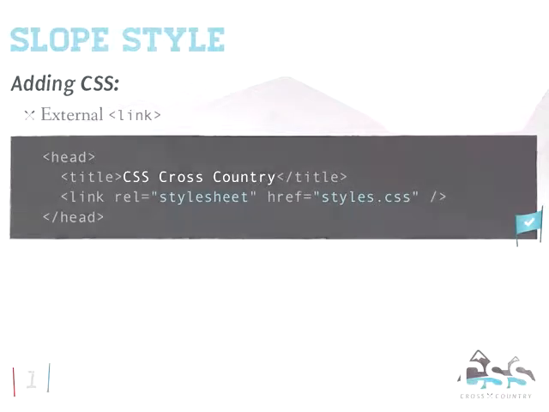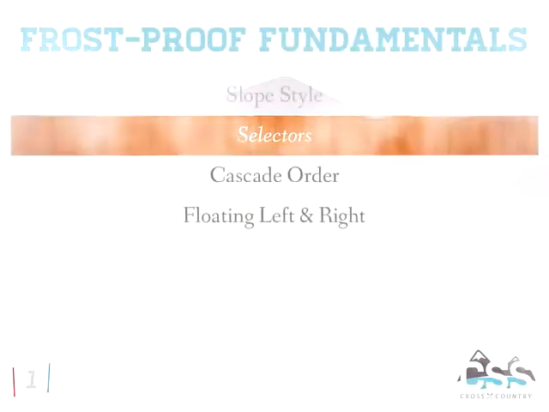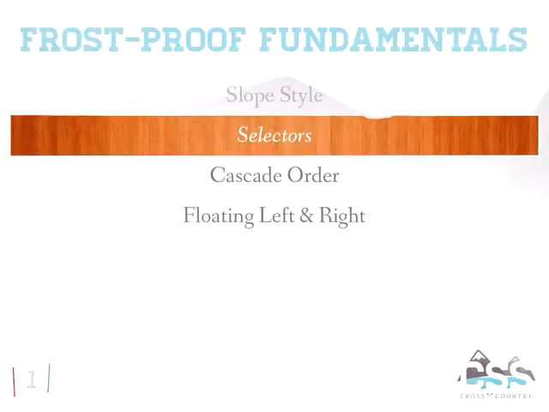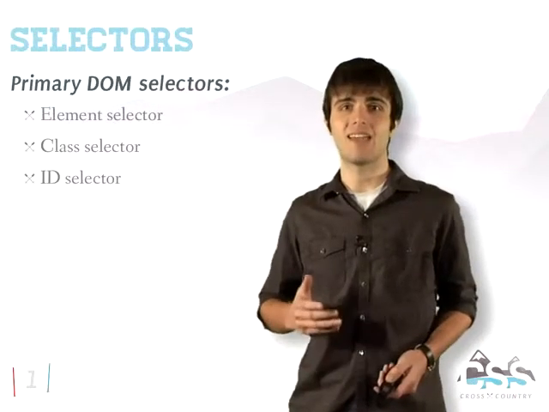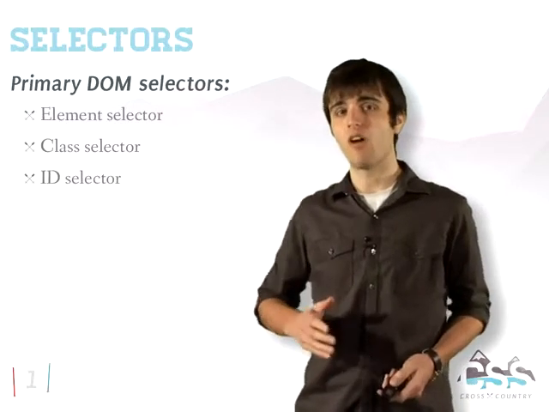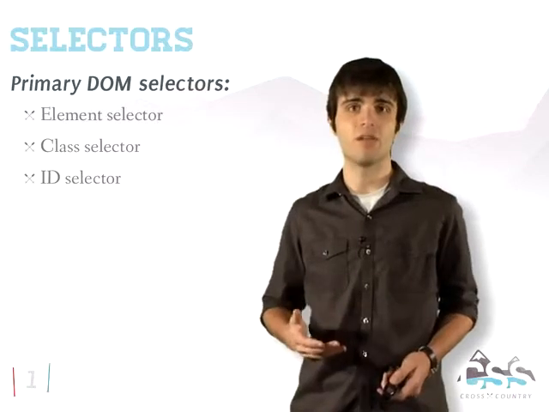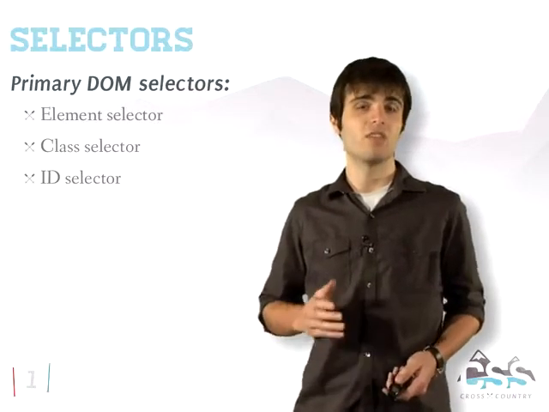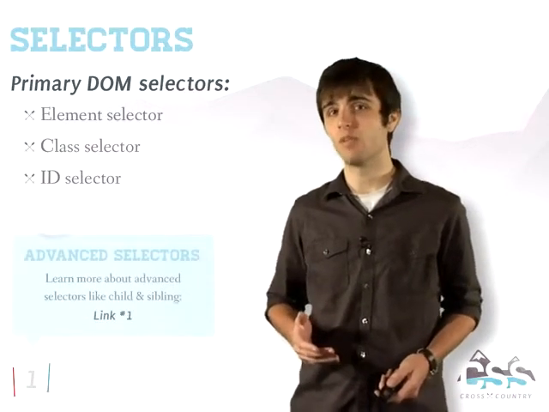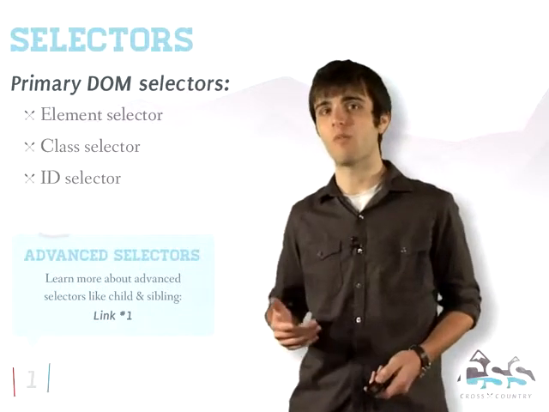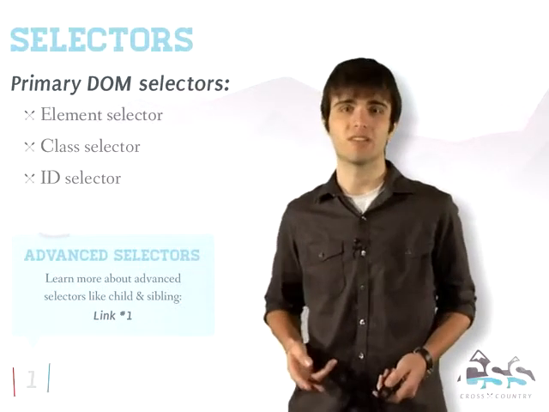This is how we're going to treat all the styles in this course, so assume everything is on its own separate style sheet. Moving on, there are three basic selectors we're going to cover in CSS Cross Country, and these are the element, class, and ID selectors. There are a number of more selectors to deal with, but we're not going to cover them in depth in the course. If you'd like to learn more, visit link 1 below this video to learn more about things like the child and sibling selectors.